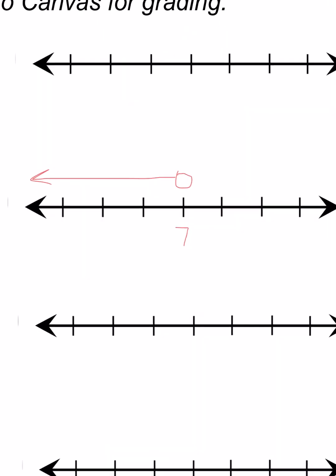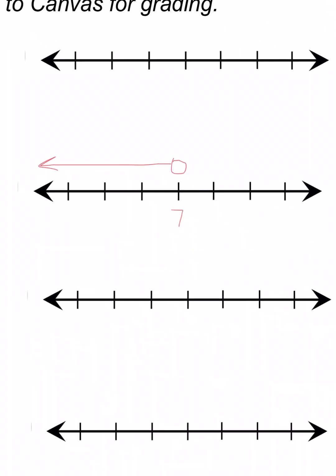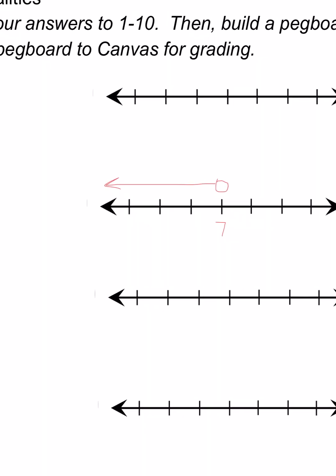Let's go back over to our inequality. x is greater than 0. Let's say that this is 7. Let's say that this is 6, 5, 4, 3, 2, 1, and zero is right here. It would be an open circle and x greater than 0.